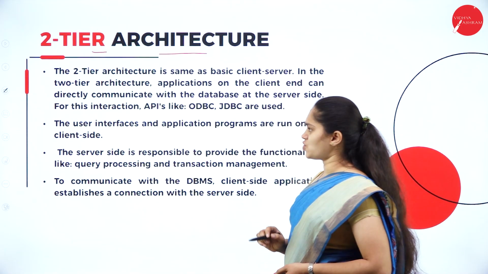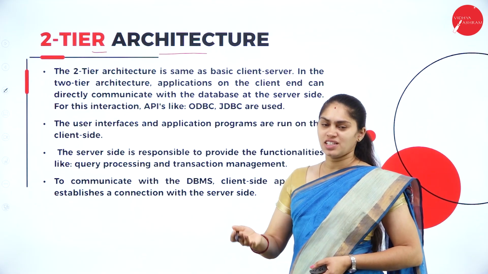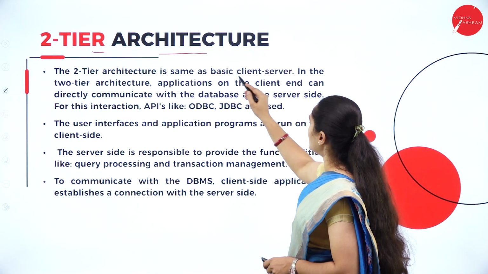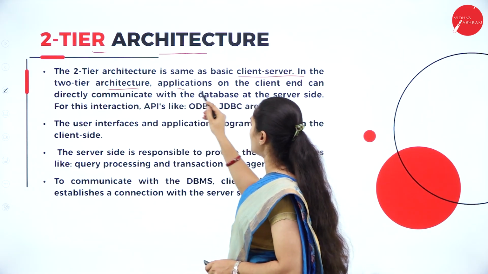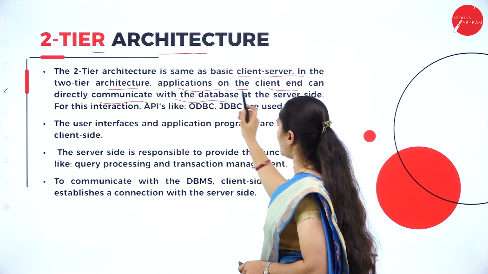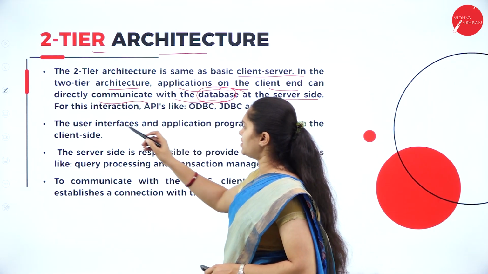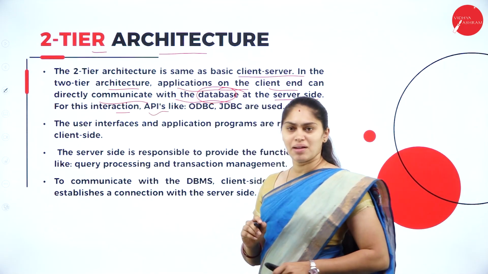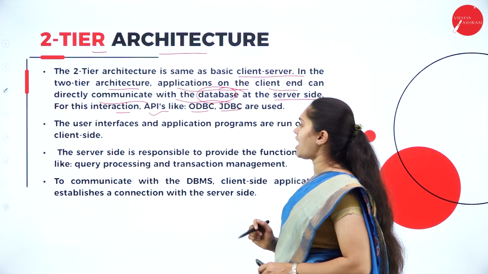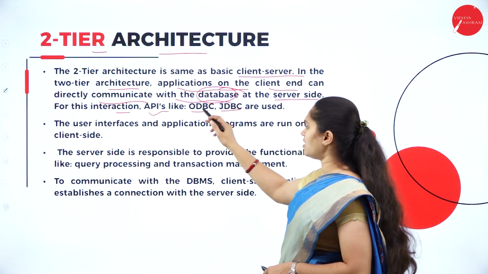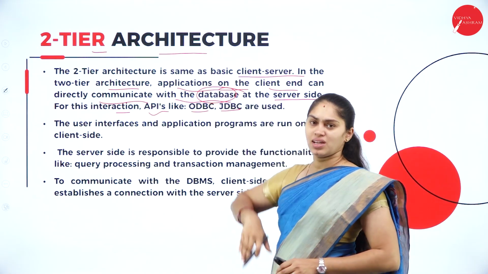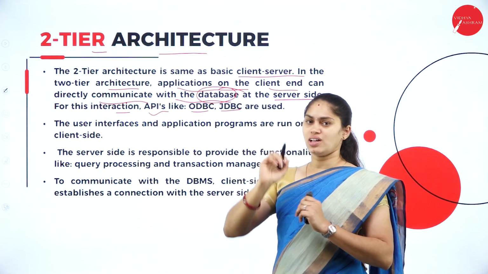And next, what do we have? Two-tier architecture. If it is two-tier, it's like a client-server architecture itself. In the two-tier architecture, applications on the client end can directly communicate with a database at the server side. For this interaction, we require APIs, Application Programming Interfaces, that is ODBC and JDBC. These are the two APIs which we use in order to have communication between the client as well as the server.